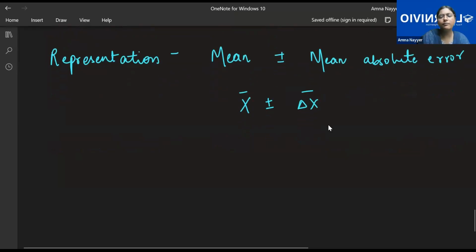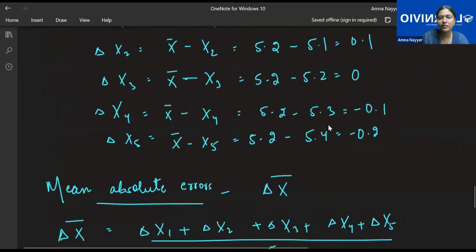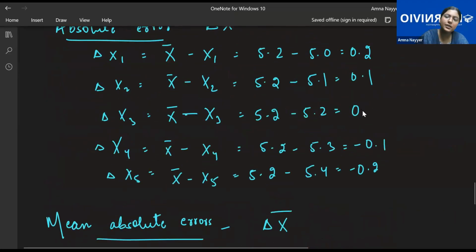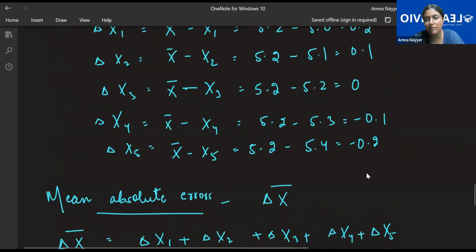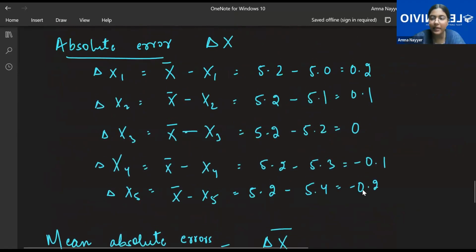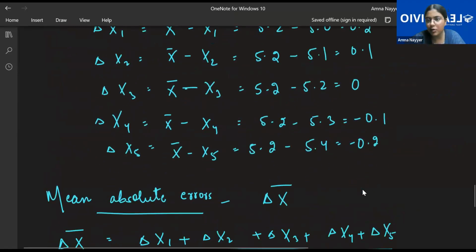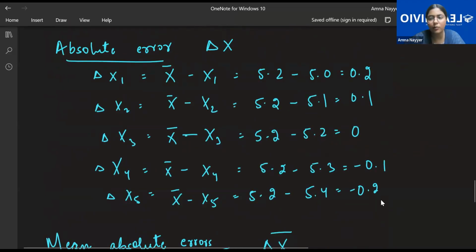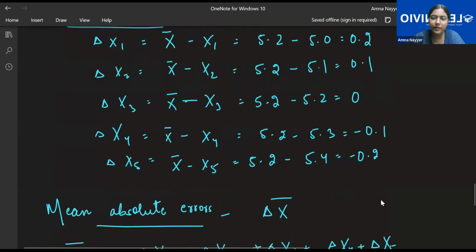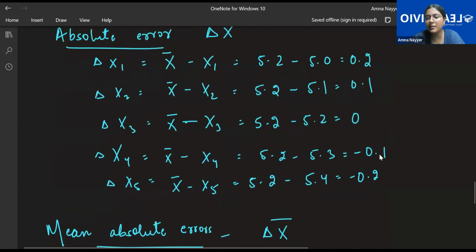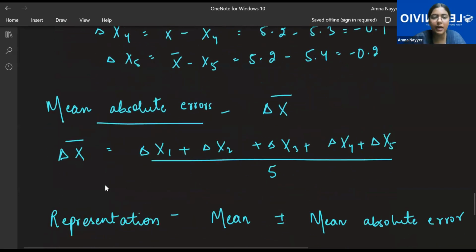Let's take here what we were getting. This was 0.2, 0.1, 0, minus 0.1, minus 0.2. See, for the mean absolute error, it's better if you take the modulus, okay? Because whenever you have values that are more or less, most of the time this will come negative. So you take the modulus. If you take the modulus over here, you'll get 0.2, 0.1, 0, 0.1, 0.2. So that makes it 0.6. Then 0.6 divided by how many numbers? 5 is there. So 0.6 divided by 5 will be our mean absolute error.